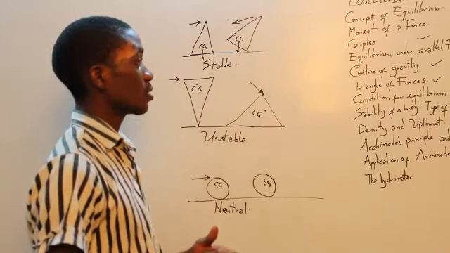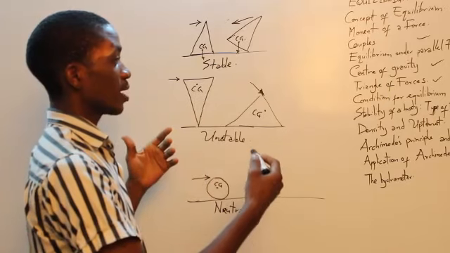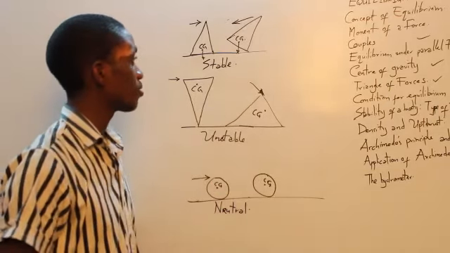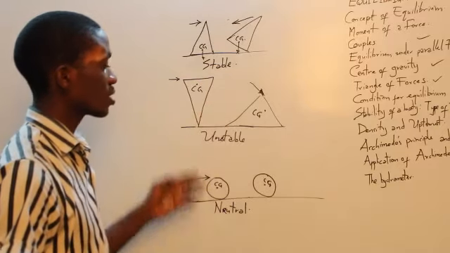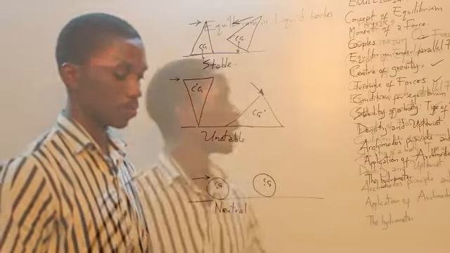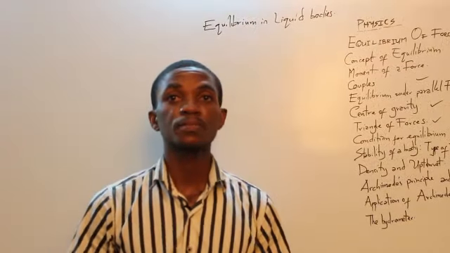So those are the three types of equilibrium that we have: the stable equilibrium, the unstable equilibrium, and the neutral equilibrium. Equilibrium in liquid bodies.